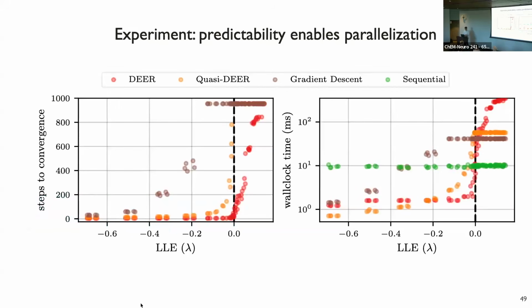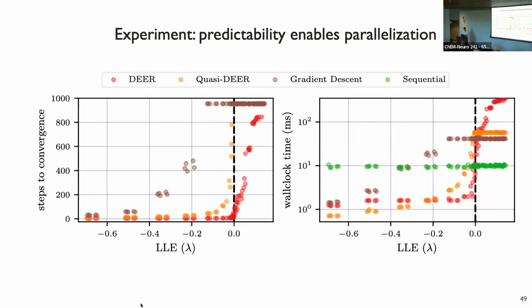And then I also validated it in an experiment. I found one of these state space models where I could control that largest Lyapunov exponent by tuning a parameter. So again, I'm just making the system more and more unpredictable. Again, the dotted line denotes the boundary between predictability and unpredictability. What we see on the left plot is the number of steps to convergence for many different optimizers, including Deer and quasi-Deer. For all these optimizers, as we increase the unpredictability of the system, the number of steps needed to converge is just growing. It clearly grows with the chaos of the system.